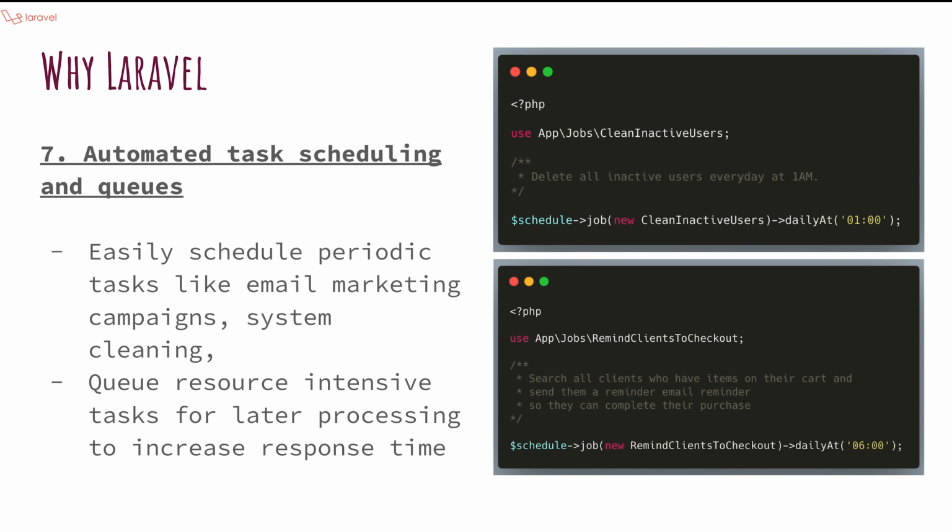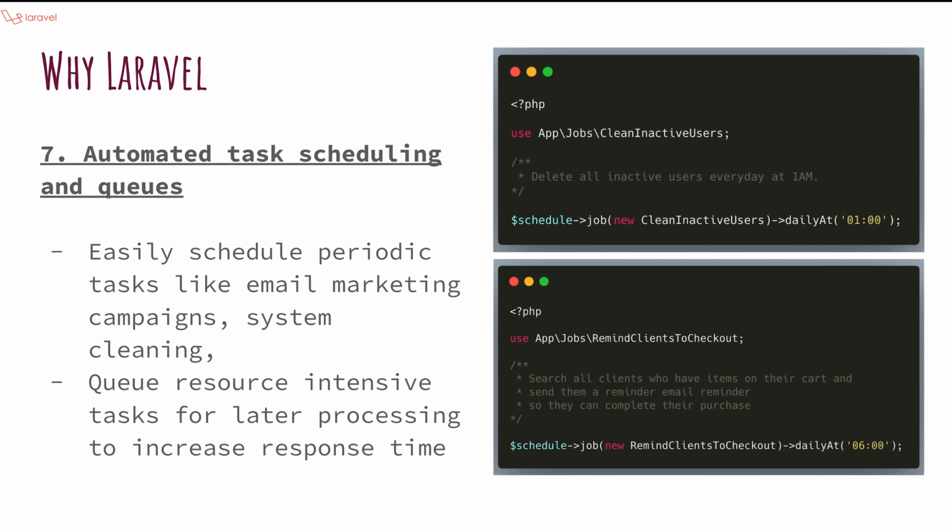Next part is automatic task scheduling and queues. Now, you might want to perform periodic tasks like sending email marketing campaigns and cleaning up your system. Laravel gives you this ability. If you look at the command on the right, top right, it says clean inactive users. So this job that you're scheduling will clean all inactive users at 1 a.m. every day. And if you look down also, you can schedule a task to remind clients to check out.